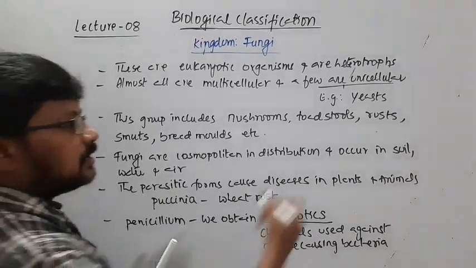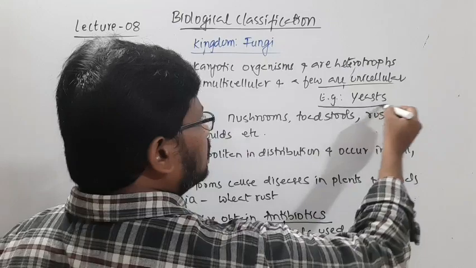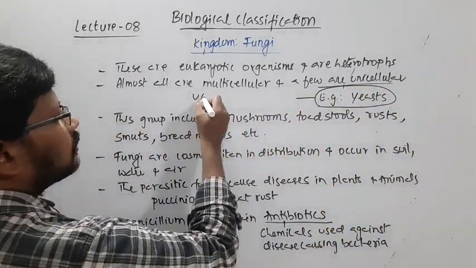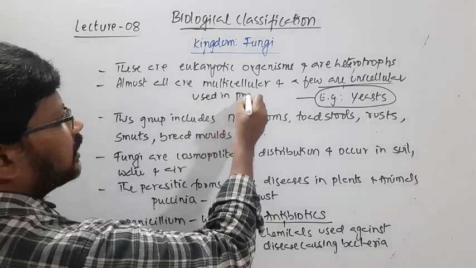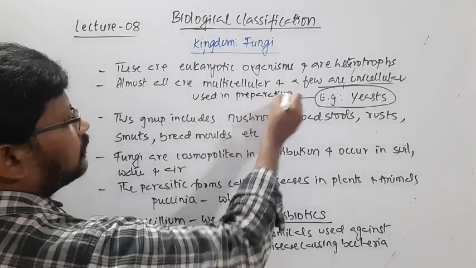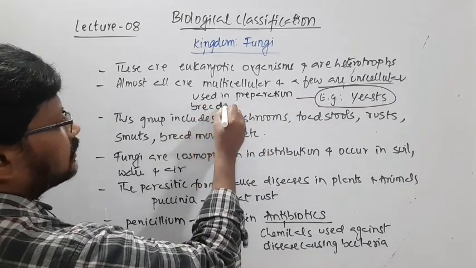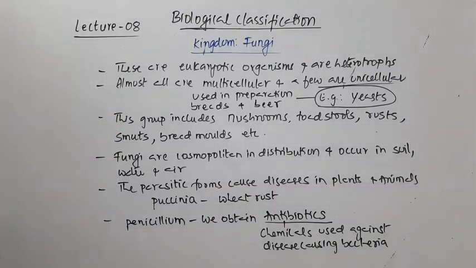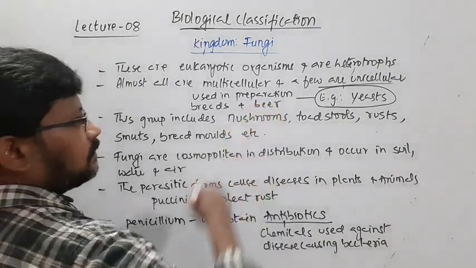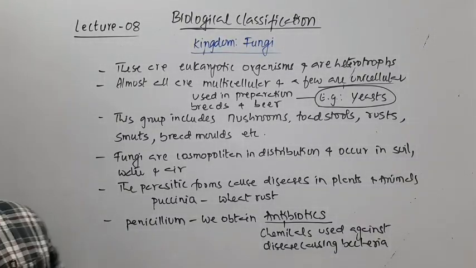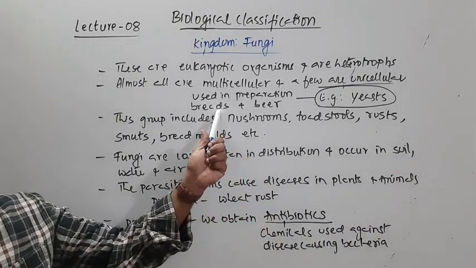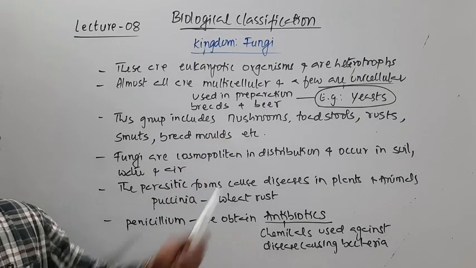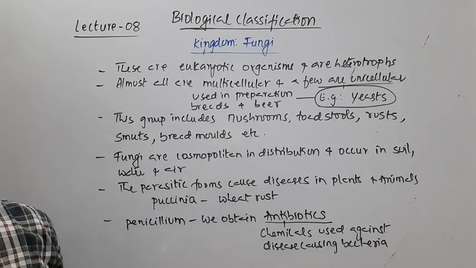And here these unicellular yeasts are also being used by human beings. These yeasts are used in preparation of breads, and even manufacturing of alcoholic beverages like beers. So we use these yeasts in preparation of breads and also in the manufacturing of alcoholic beverages. One example which I have given here is beer.